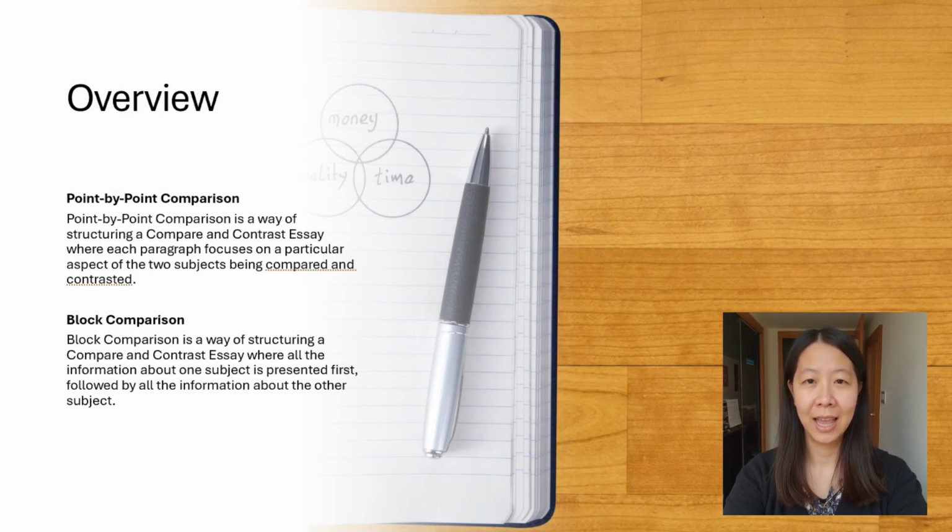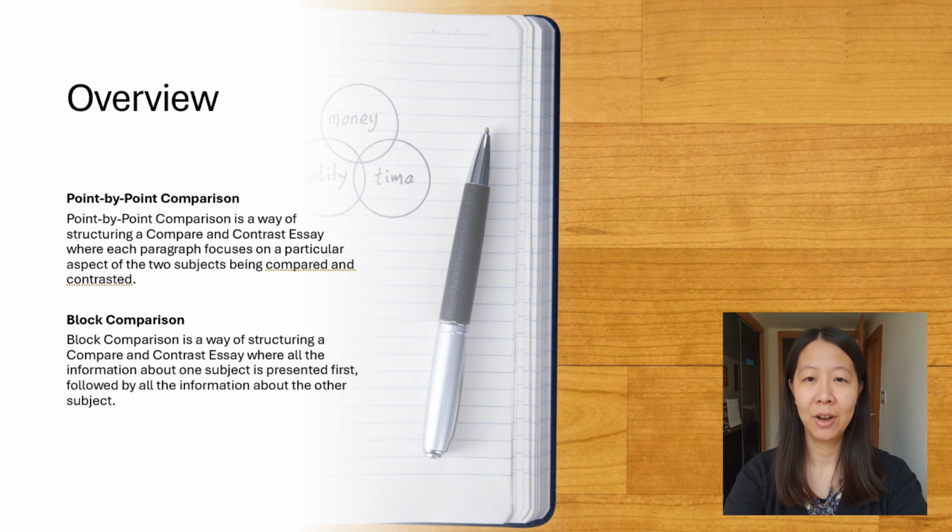In this section, let's discuss two primary ways to structure a compare and contrast essay: point-by-point comparison and block comparison. Let's start with the point-by-point comparison. This method organizes the essay by focusing on a specific point of comparison or contrast in each paragraph.